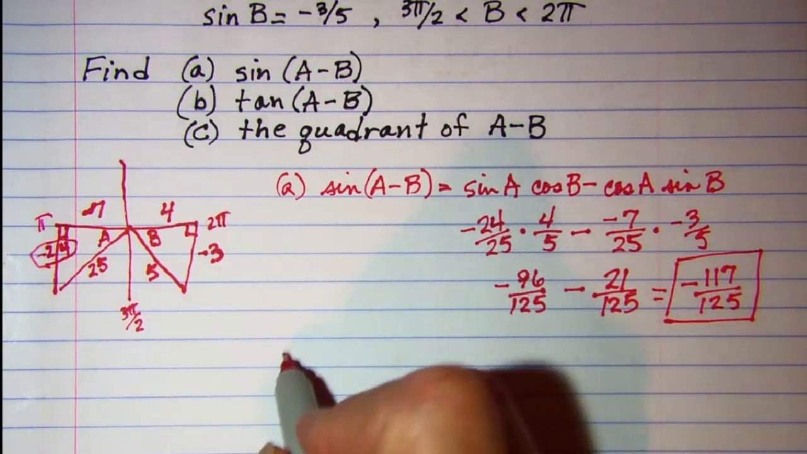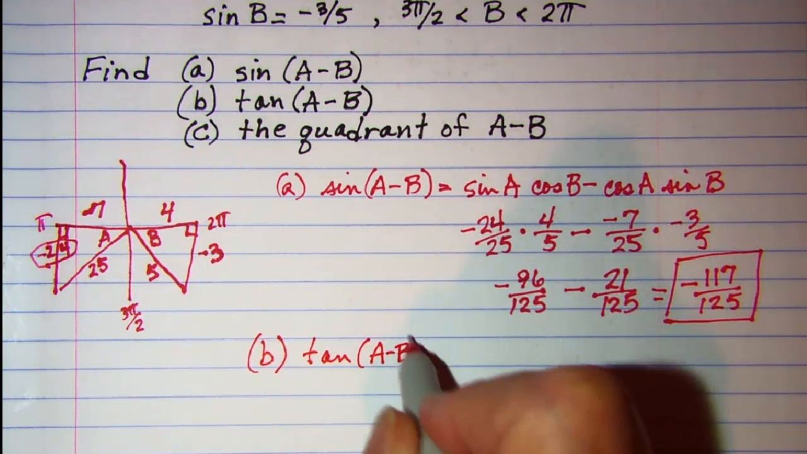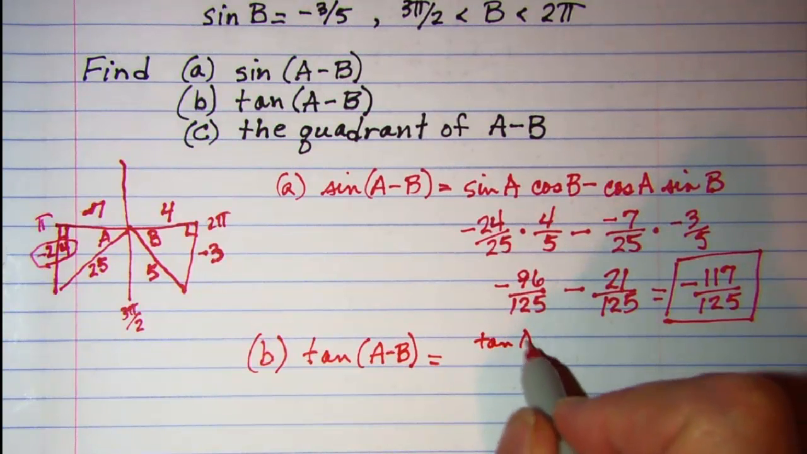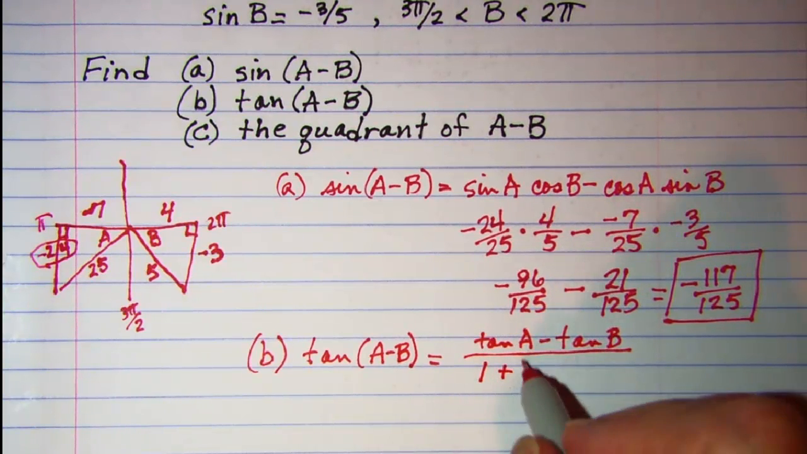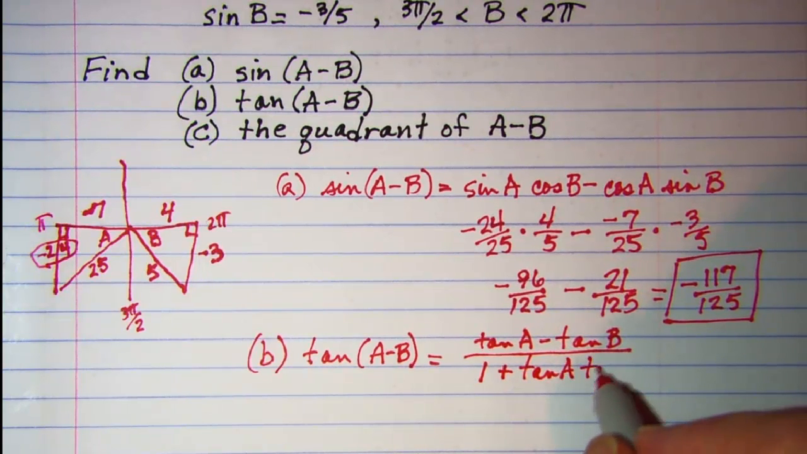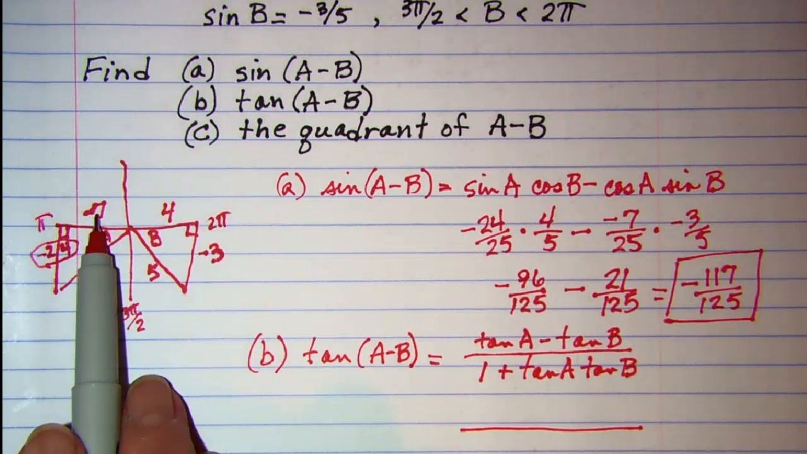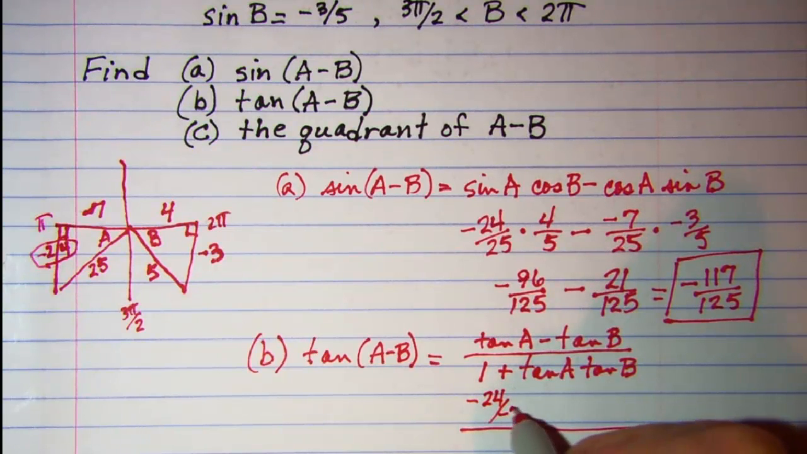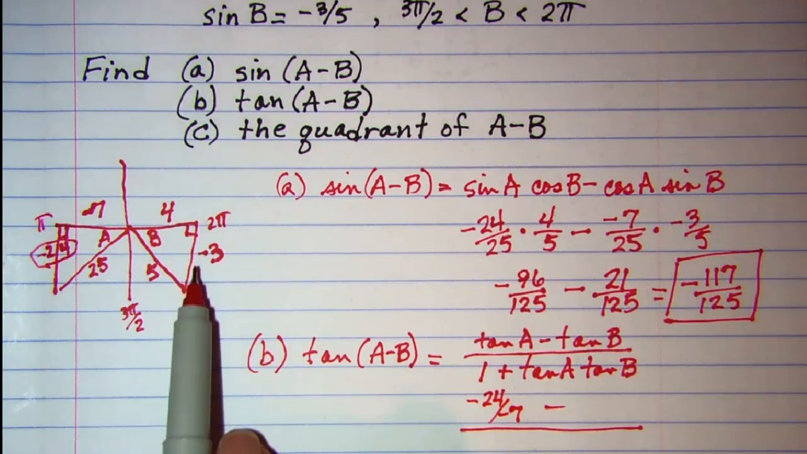Now part B asks us to find the tangent of A minus B. So that is the tangent of A minus the tangent of B over 1 plus the product of the tangents, tangent A, tangent B. So for A, the tangent is opposite over adjacent, so we have a negative 24 over negative 7, minus, and then we need the tangent of B, so opposite over adjacent, that's a negative 3 over 4.